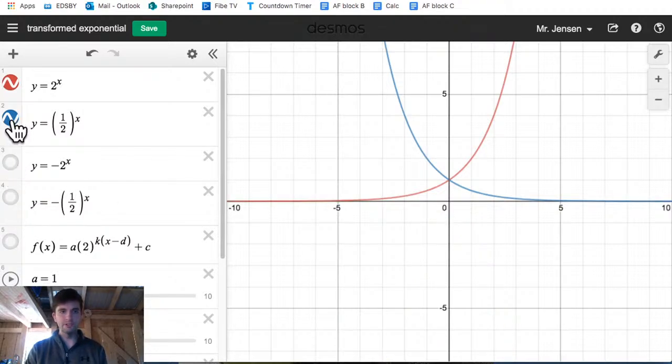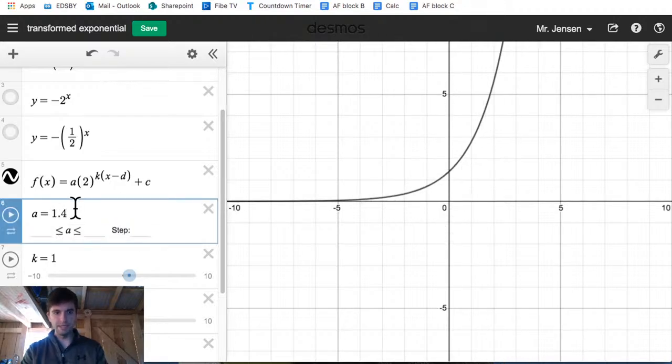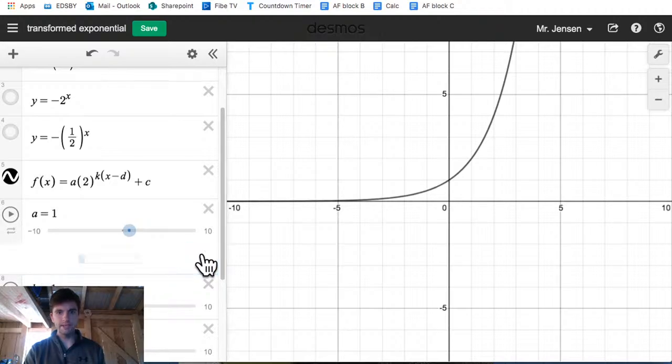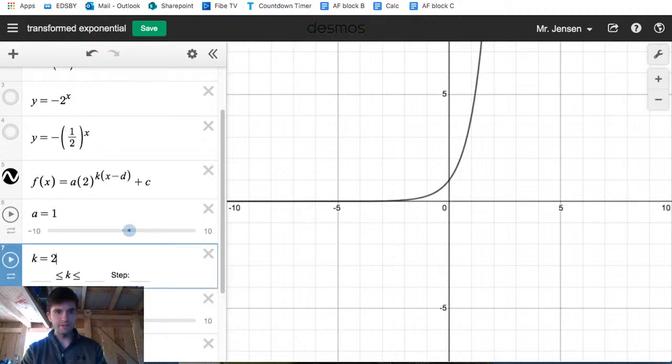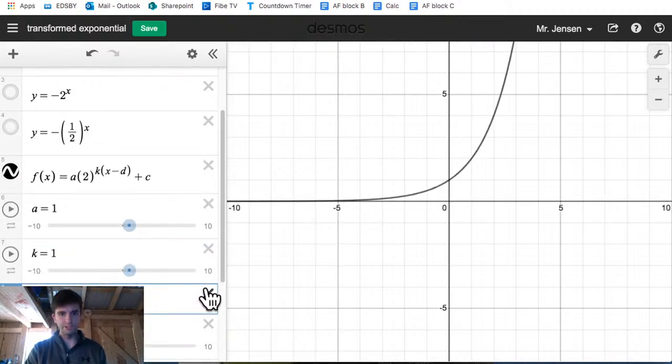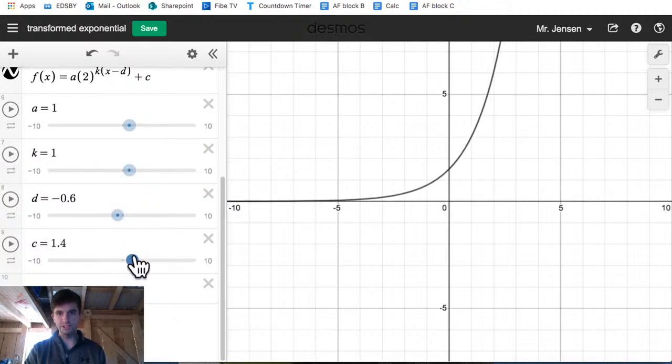So let me get rid of those ones, and let me just remind you about what a, k, d, and c do to transform a function. So this is the 2 to the x function. And also notice there's a horizontal asymptote at y equals 0. So this exponential function, the a value can vertically stretch it and compress it. So as I adjust the a value, notice it's getting vertically stretched or compressed. So let me put a back to 1. The k value does horizontal stretches and compressions. And the d and the c value are going to do the shifting left, right, up, and down. The d value would shift it left and right, and the c value shifts it up and down.